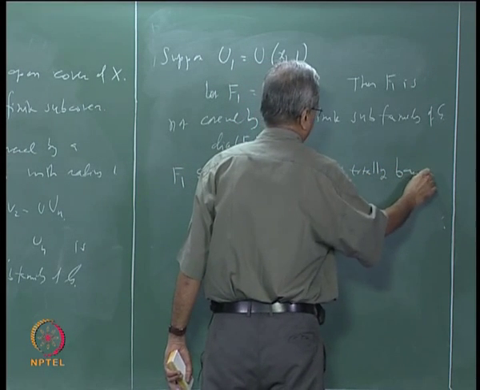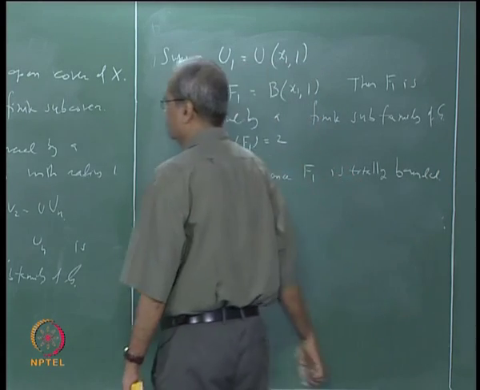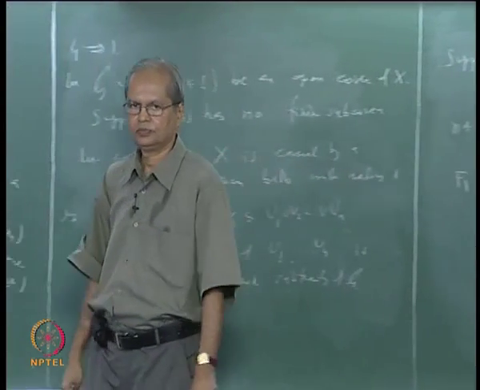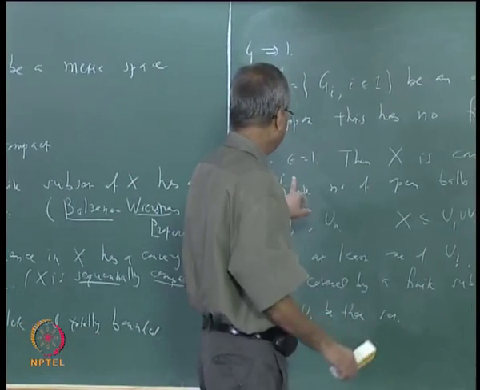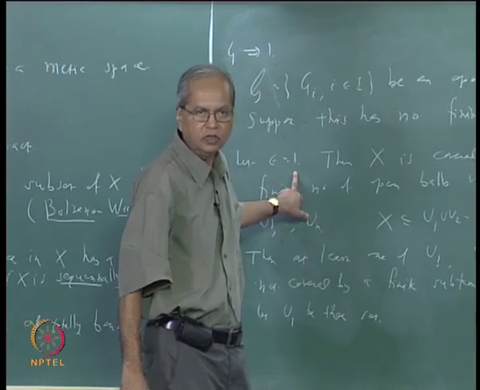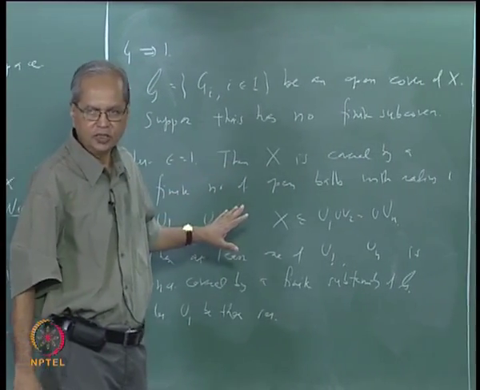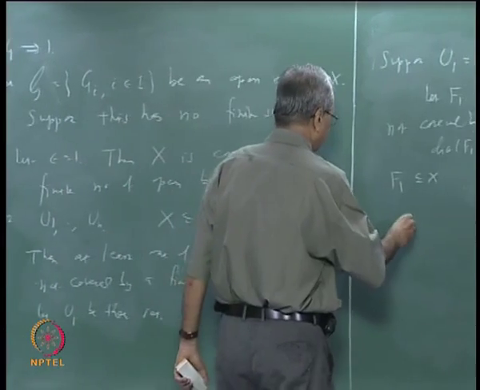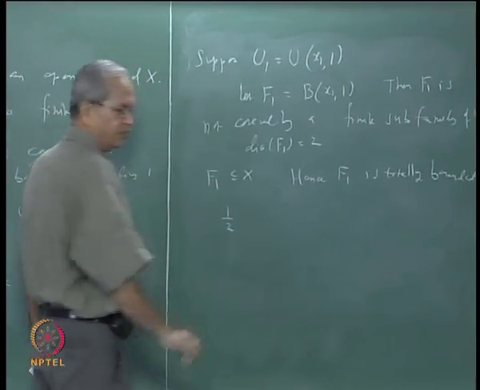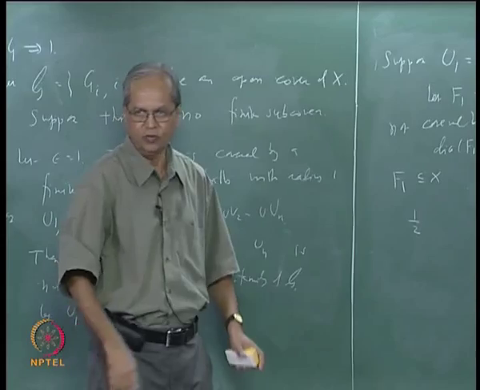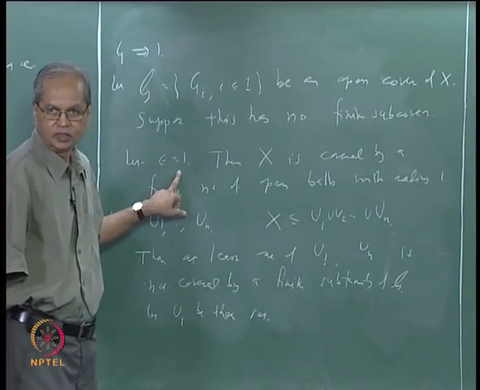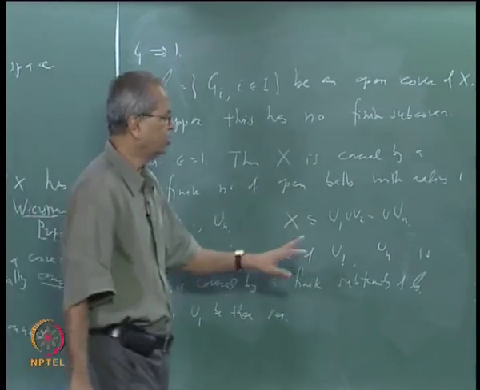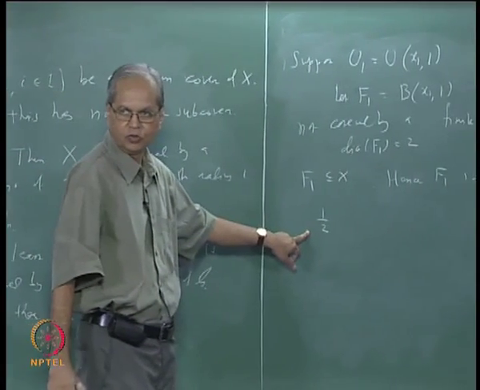Okay. So next what I will do is that instead of taking epsilon equal to 1, now I will consider epsilon equal to half, that is, now I will consider open balls with radius half, and whatever I did for X and 1, the same argument I will now do for F1 and half, okay.